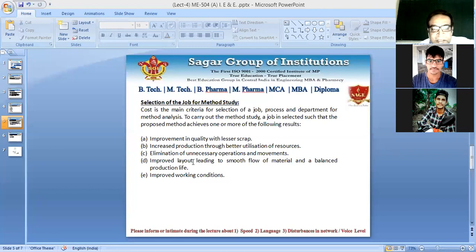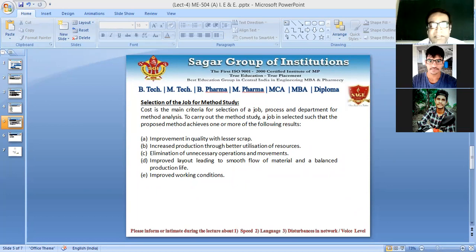And finally, you'll get the improved layout for the smooth flow of material. That is material, this means the raw material and the finished goods, and the in-between requirement. And finally, we'll get the balanced production, smooth continuous flow. And last but not the least, we'll get the improved working condition for the operators and the laborers. Okay.